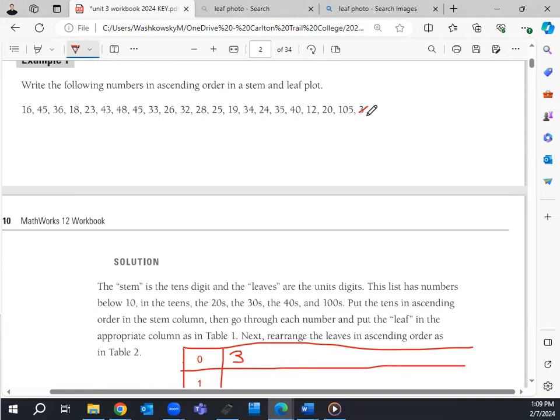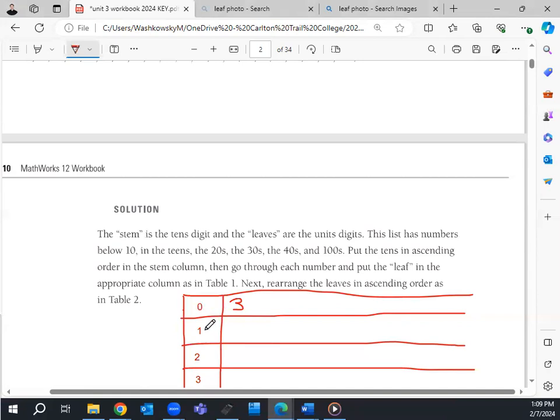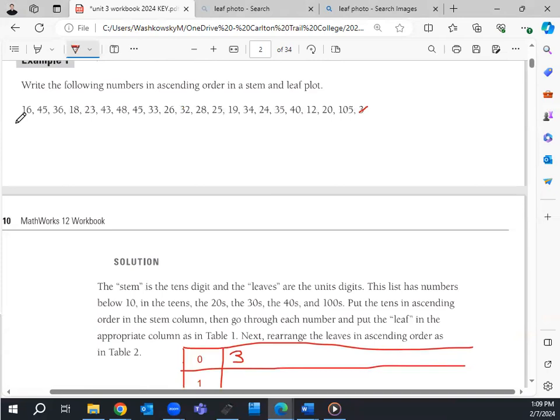The next one is I'm looking at my 10s, right? This could be anywhere from 10 to 19. So I'm going to start with 10. Do I see any 10s in here? No, I don't see any 11s. I don't see any 12. I see a 12.